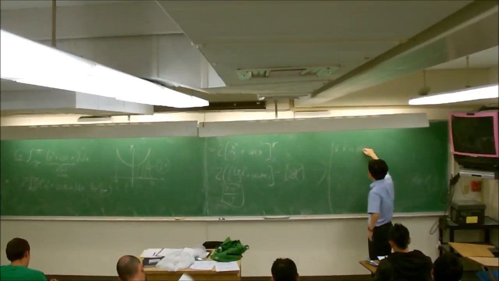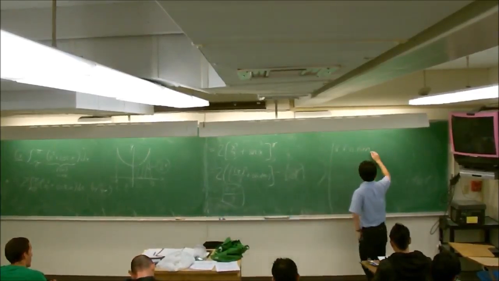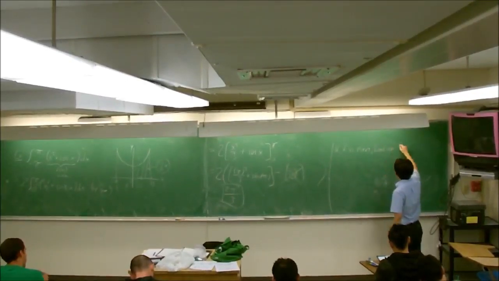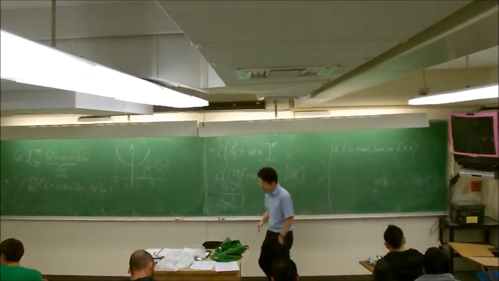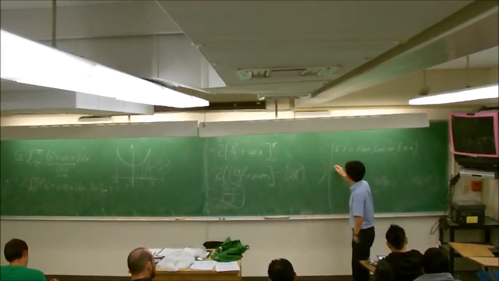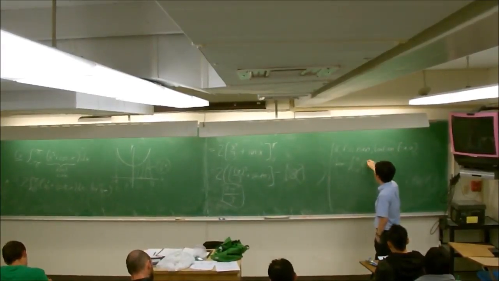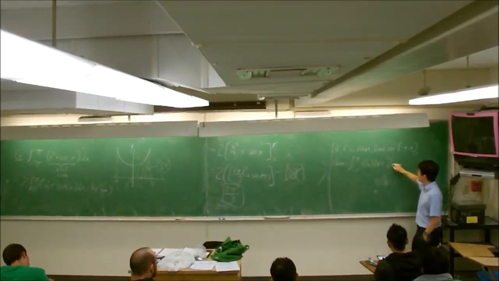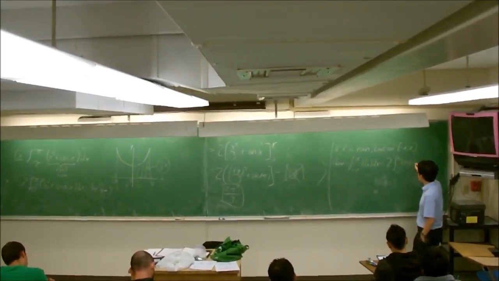If f is even and continuous on the closed interval from negative a to a, of course I'm assuming a is positive, then the integral from negative a to a of f of x dx, how can this be rewritten? As twice the integral from 0 to a of f of x dx.